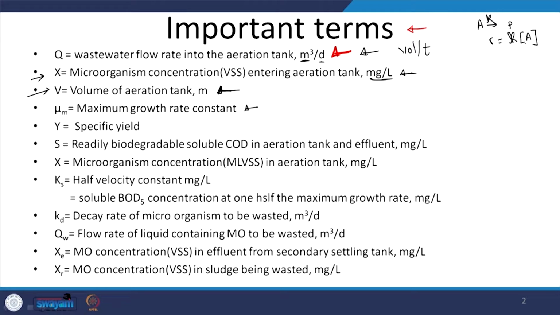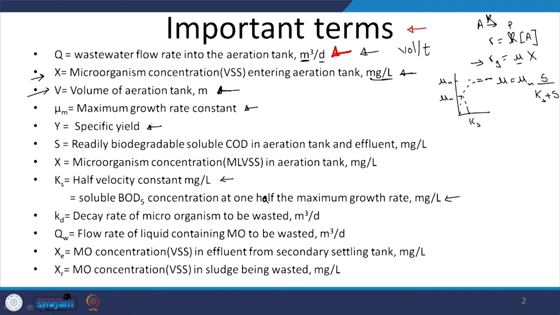So, here I am concerned about how microbes are growing. Rate of growth of microbes will depend upon mu times the concentration of the microbes. So, mu is equal to mu max into S by Ks plus S. S is the substrate or rbCOD, which is the food for the microbes, and Ks is the half velocity constant, equal to the soluble BOD5 concentration at half the maximum growth rate, right. For example, if this is the relevant graph, so this will be mu max, and at mu max by 2, this is Ks, that is what it means, right.